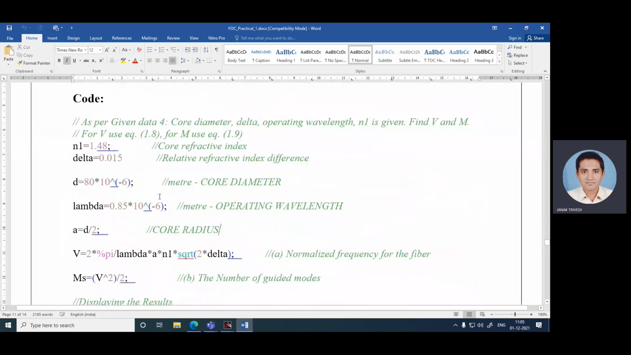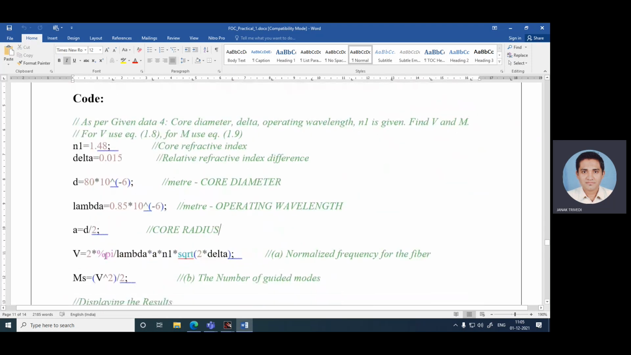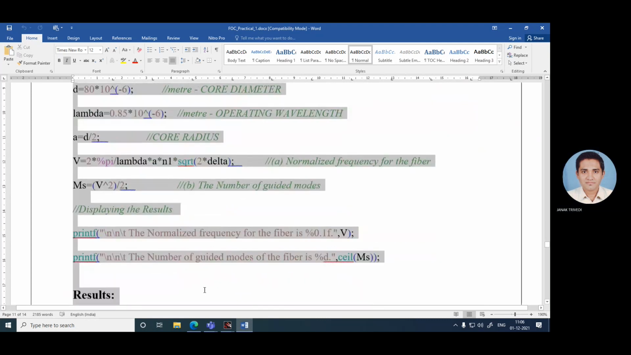Yes. So this is given the core diameter, delta, and operating wavelength; find V and M. We have just used this equation. For the core, first we have to use the radius, so d by 2, diameter by 2. Then V, the normalized frequency. Then we use the number of guided modes, V squared by 2, and display the result with the help of the printf function.